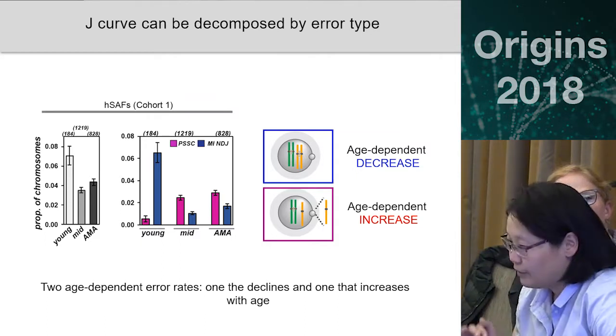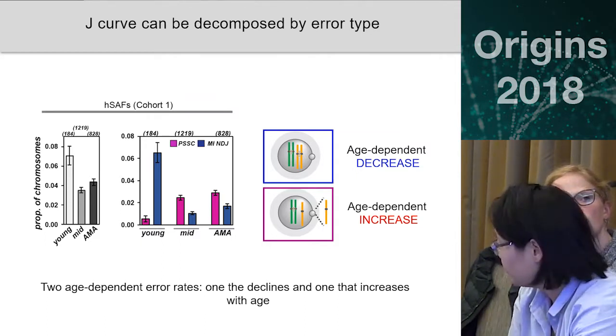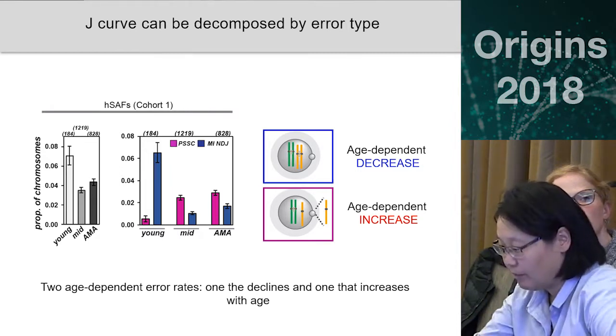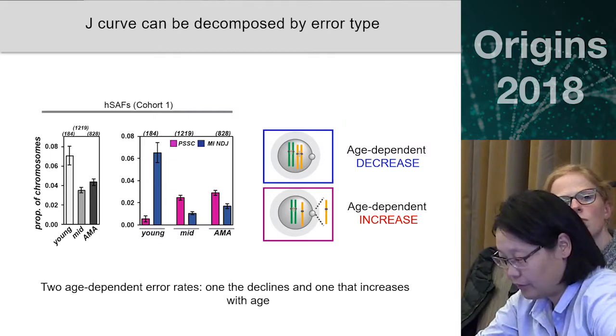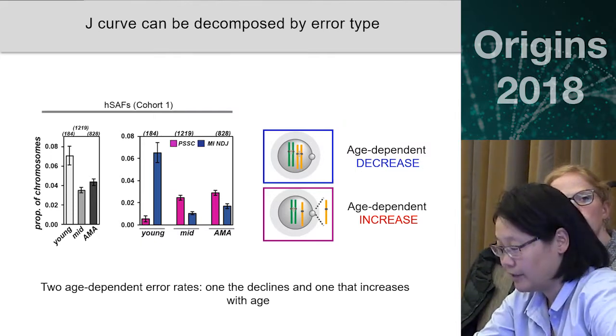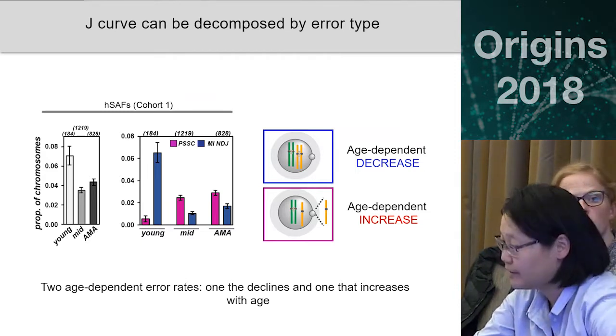So it seems to be that we have 2 curves. We have PSSCs coming up, and non-disjunction starting up high, and then it kind of comes down. And so I think we conclude that we have 2 age-dependent error rates. That's giving us a very interesting shape. And I've just averaged these numbers for all chromosomes. I haven't tried to split them up at this stage.